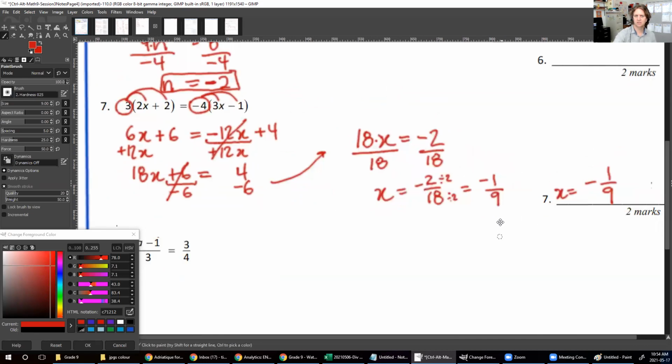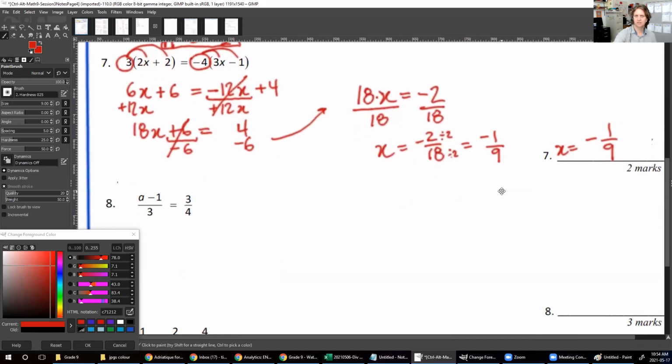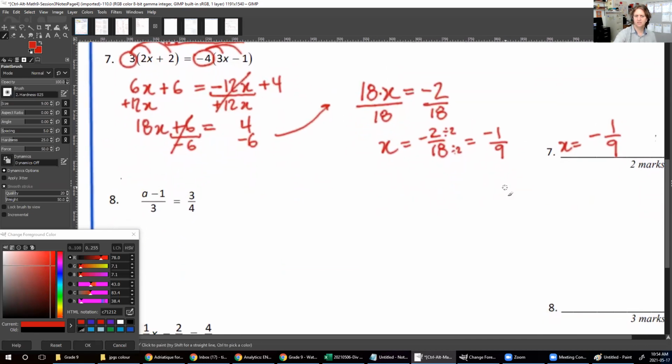I'm going to leave this up just so that whoever needs a hand can see it, because the next one is a little bit trickier, and I'm going to explain how you do it. It's similar to the fractions, but not really. It's sort of similar, but a little bit different.